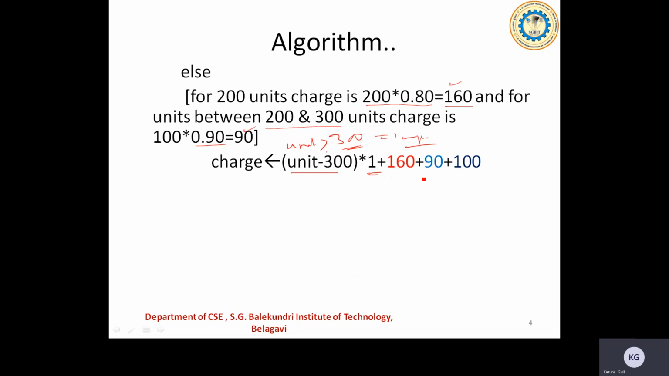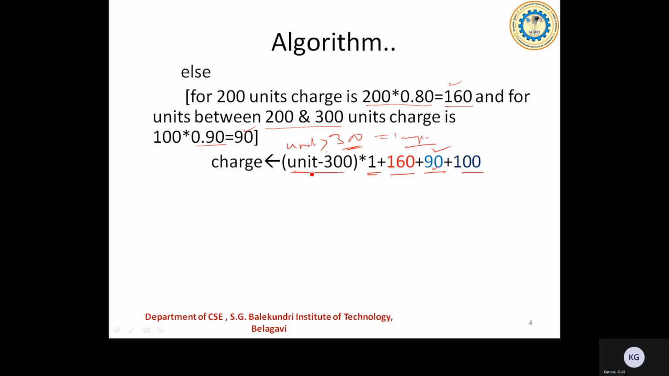If it is in the range of 200 to 300, we'll be paying 90 paisa, and it is about 90 rupees. If it is in the range of 0 to 200, we'll be taking only 80 paisa per unit charge. According to that, for 200 units it is 160, and this is the minimum meter charge for the 0 to 200 units. For 200 to 300, that is the 100 units above 200, we need to pay 90 rupees.